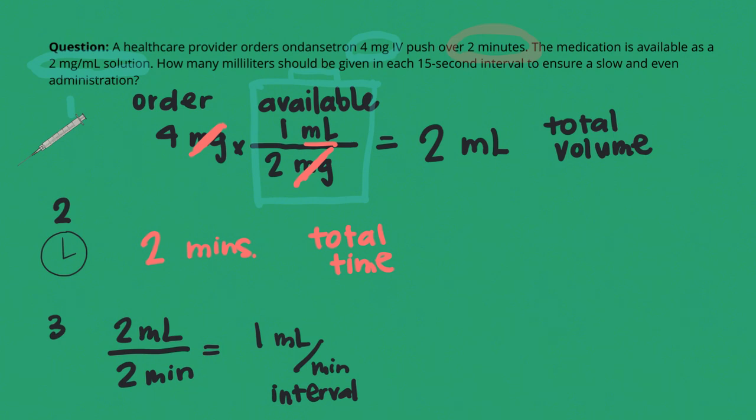Then we need to break it down into 30 seconds or 15 seconds. This question is asking us for 15-second intervals. So we know if we needed to give 1 milliliter in 1 minute, then we can just divide that by 4 to get our 15-second intervals. If we divide by 4, that's going to give us our 15 seconds. So 1 milliliter divided by 4 gives us 0.25 milliliters per 15-second interval.